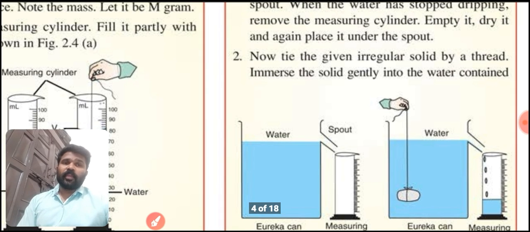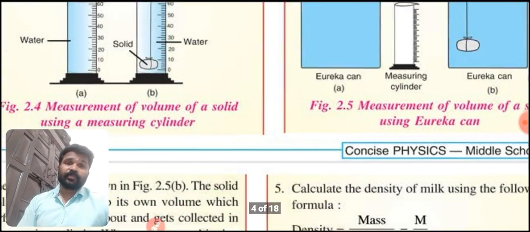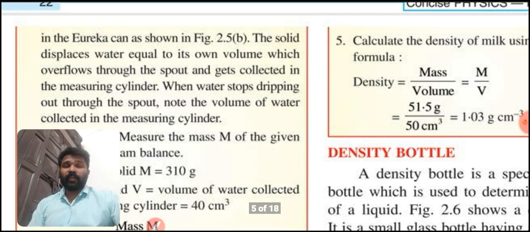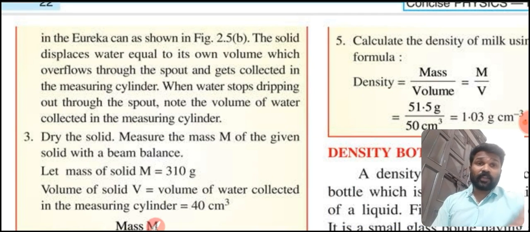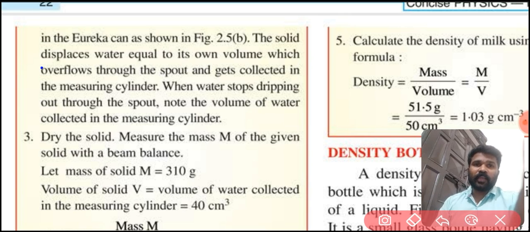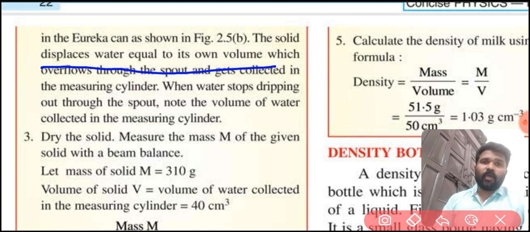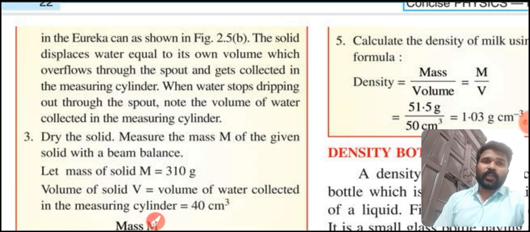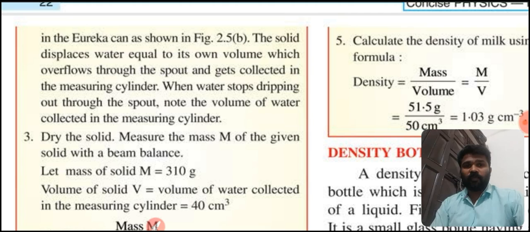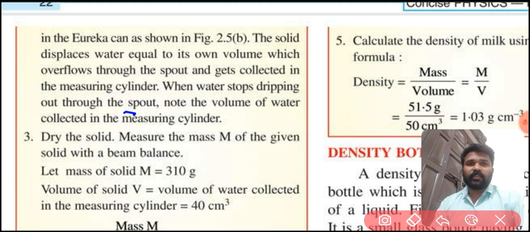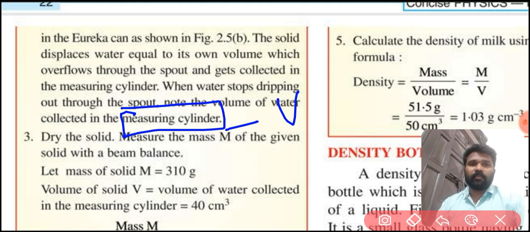Okay students, now tie the given regular solid by a thread. Immerse the solid gently into the water contained in the Eureka can as shown in figure. We have explained the solid displaces water equal to its own volume, which overflows through the spout and gets collected in the measuring cylinder. When water stops dripping out through the spout, note the volume of water collected in the measuring cylinder. The particular amount of water which is collected in the measuring cylinder will be the volume.